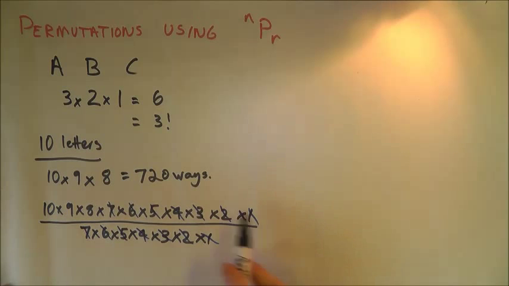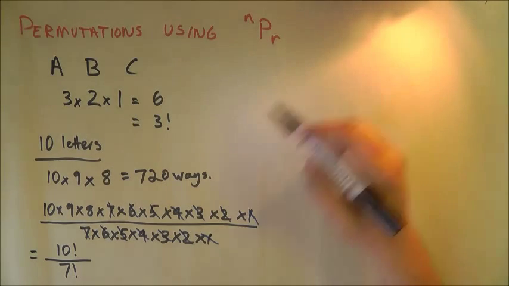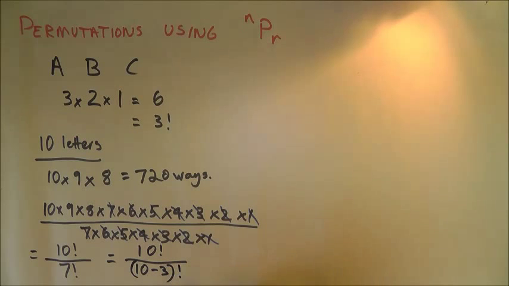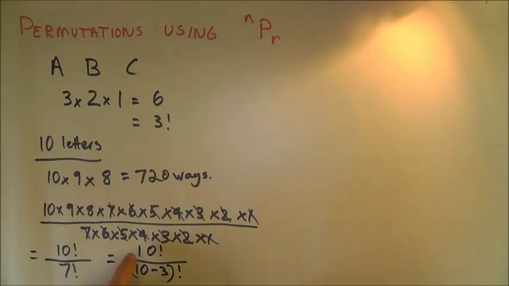Now, another way of writing all of this out would be 10 factorial over 7 factorial. Let me just come up here with a bit more space. Another way of writing this, 10 factorial over 10 minus 3 factorial. Now, why did I pick 10 minus 3? Because I want groups of 3 letters. I only want 3 of them. So this calculation here is the same as this one, is the same as these ones here.